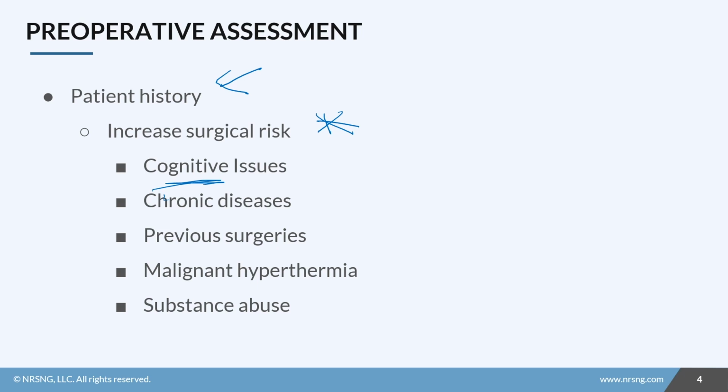So, medical issues or chronic diseases, for instance, like diabetes, can delay the healing process, and previous surgeries could also be risky if the patient has had any issues with anesthesia in the past, like malignant hyperthermia. Now, check out the lesson that we have specifically on malignant hyperthermia for more details.